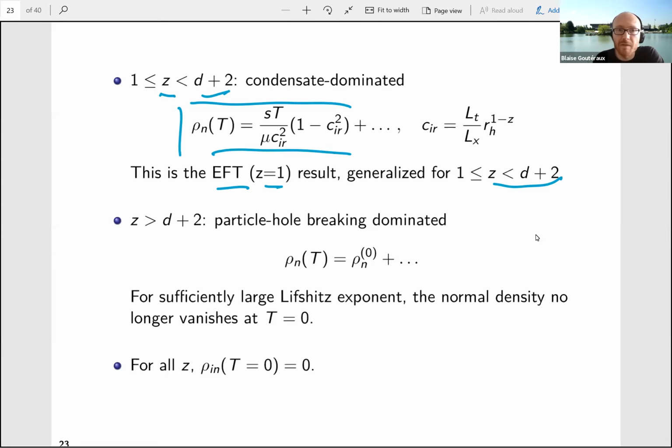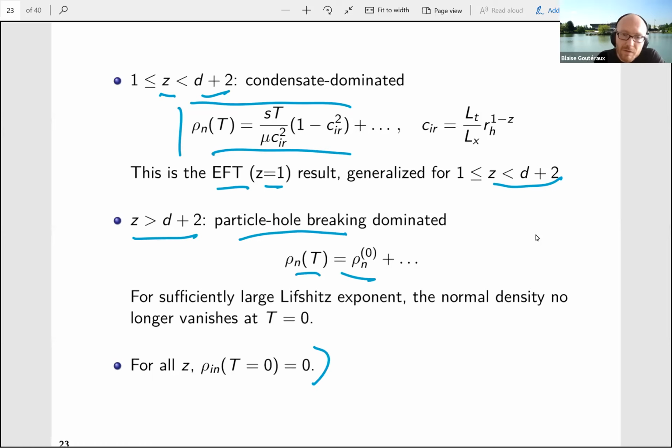In this case, our conclusion would be that the ground state of the system still looks like a gas of free superfluid phonons. So this is, if you like, a free IR fixed point. On the other hand, if z is large enough, so for spacetimes with a sufficiently large value of the Lifshitz exponent, then it's the other deformation that dominates. It's the deformation that sources density. And then what we find is that the normal density goes to some constant. It no longer vanishes at zero temperature.